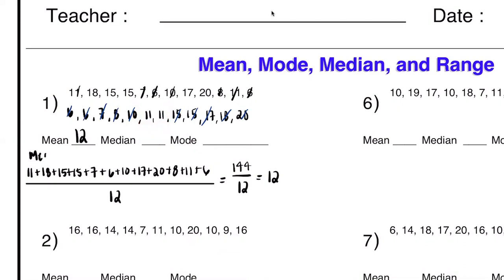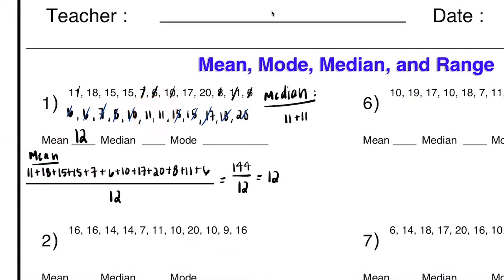So this is for the mean. Let's look at the median. Sorry, my work is all over the place. So for the median, remember, for even numbers, these two guys are fighting for the middle. Remember what we do, we take the average of them.